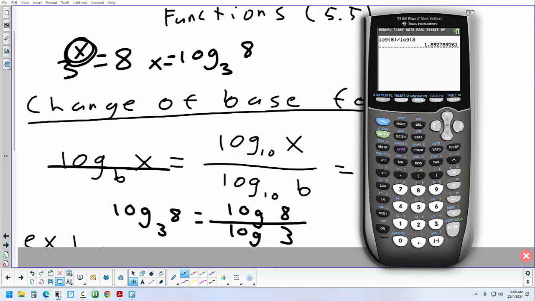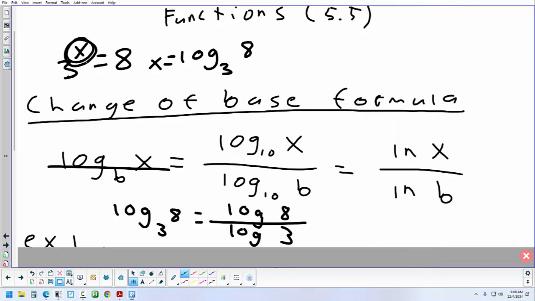Now let's check it. 3 raised to the 1.892789. I typed in a lot of decimals for accuracy. And it basically gave me 8. It's not exact because I rounded it. So now we just solved for that one.